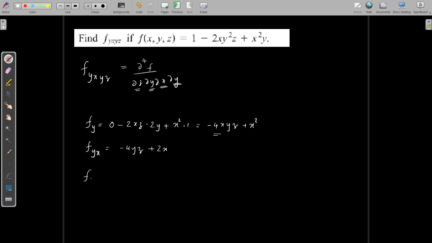Now fyx. Now you evaluate fyx, again with respect to y. So that is equal to differentiate this expression with respect to y again. By taking 4 and z as constant from the first term, that will be 4z, plus there is no y in this expression, the value is 0, that is minus 4z.